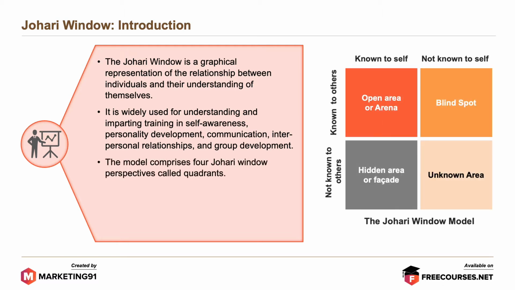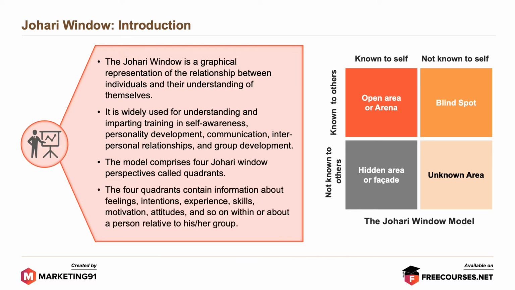The model comprises 4 Johari window perspectives called quadrants. The 4 quadrants contain information about feelings, intentions, experience, skills, motivation, attitude, and so on within or about a person related to his or her group. Now let's look at each of these quadrants briefly.